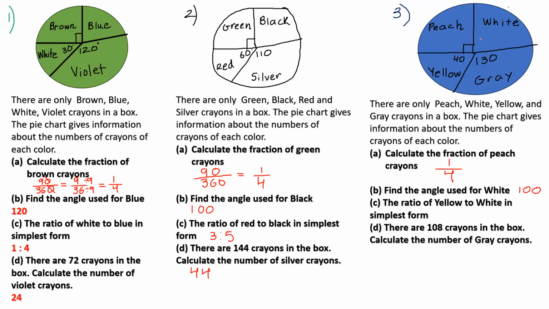All right, what is the ratio of yellow to white? What is that ratio? 40 to 100, which in simplest form is what? 2 to 5. Very good. And then D was our answer for D.